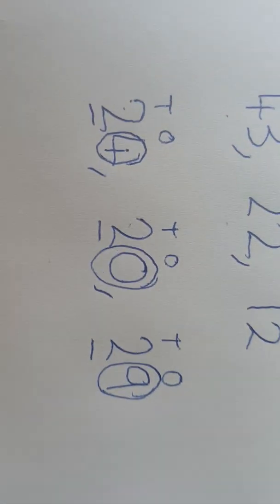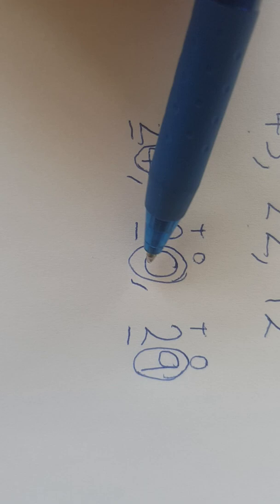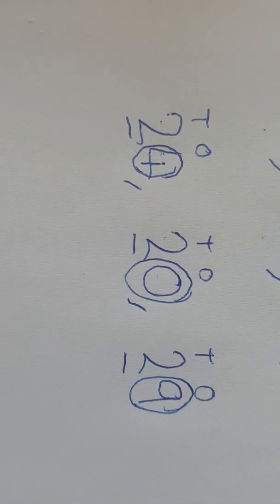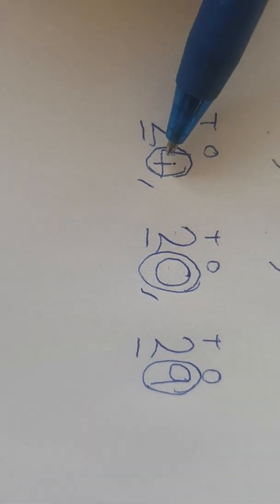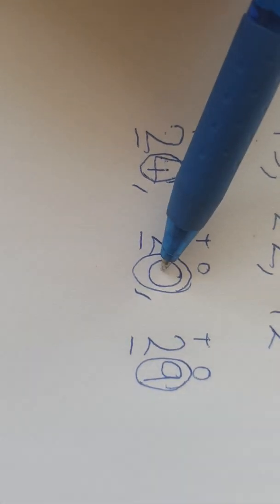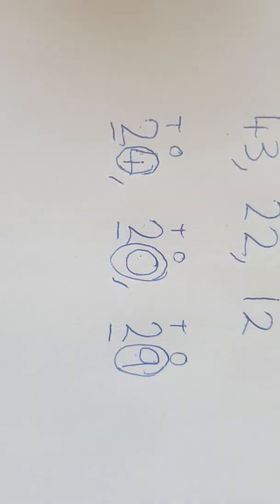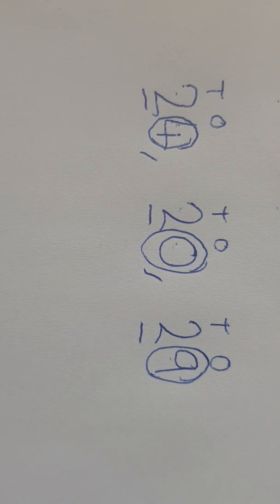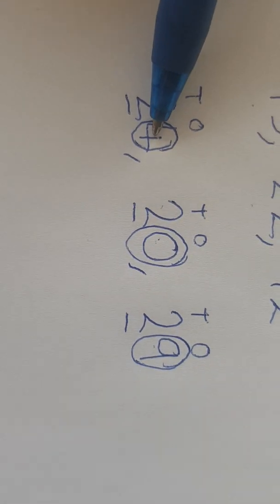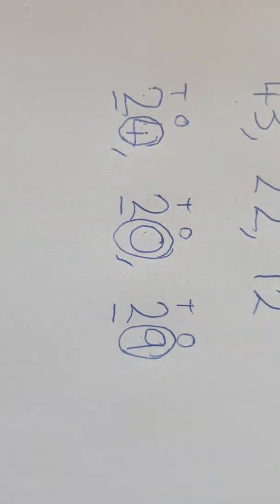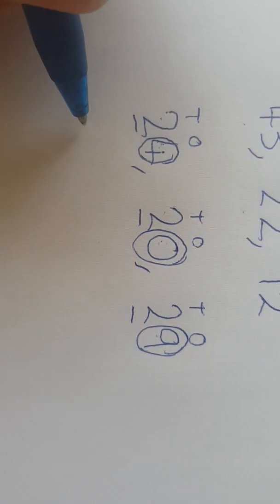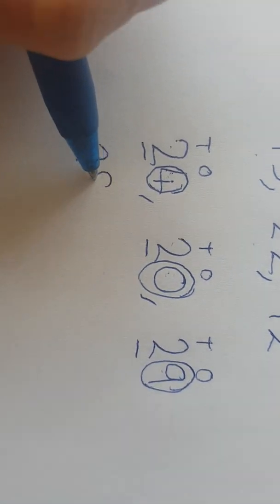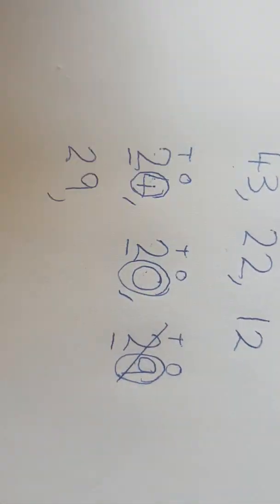So I'll just circle those ones for us. Okay, these are different. So this is going to be helpful for me to find the biggest one. I've got 4 ones, 0 ones, and 9 ones. So you've got to think which number is the biggest because we're going to find the largest number first. Is it 4, 0, or 9? Well, we know that it's 9. So my largest number is 29. So I write that down and cross it out.